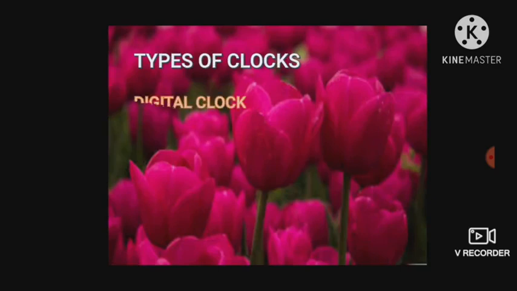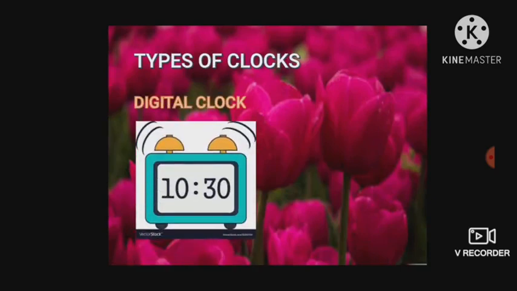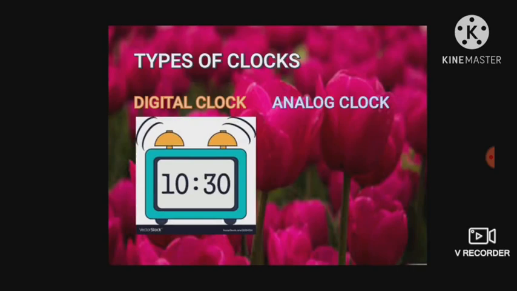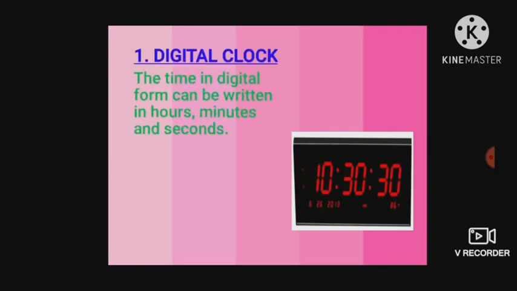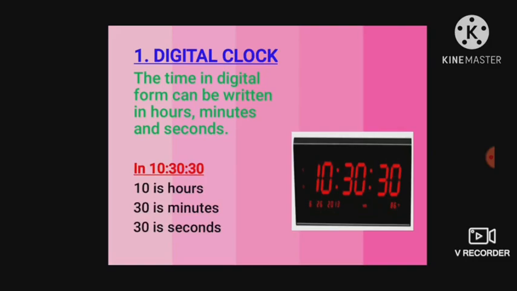Types of clocks. First, digital clock, and second is analog clock. Can you guess the clock, children? Right, this is the digital clock. The time in digital form can be written in hours, minutes, and seconds. In 10:30:30, 10 is hours, first 30 is minutes, and second 30 is seconds.